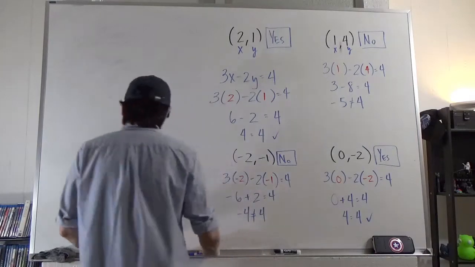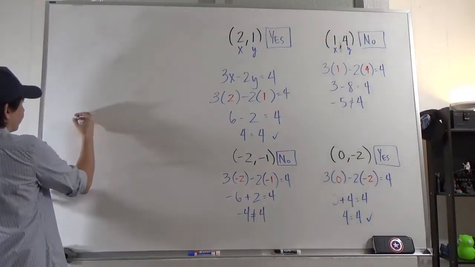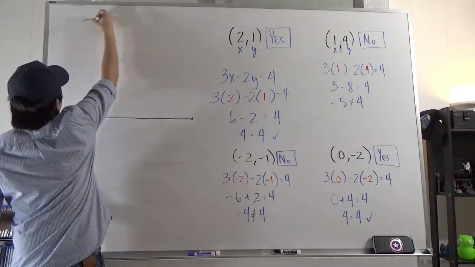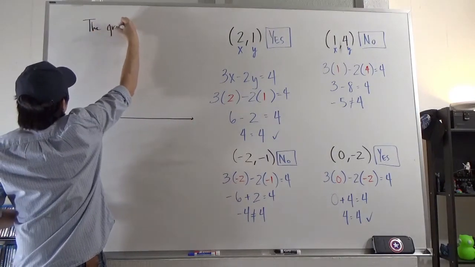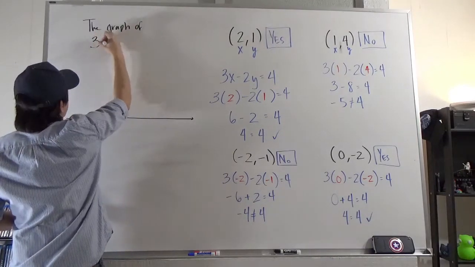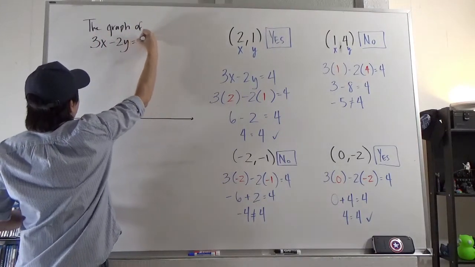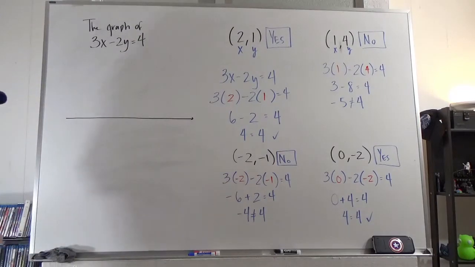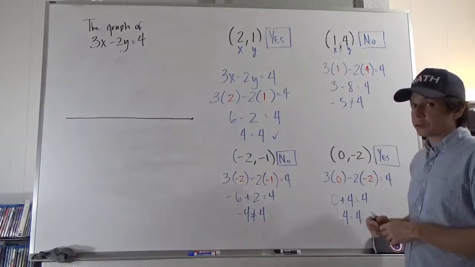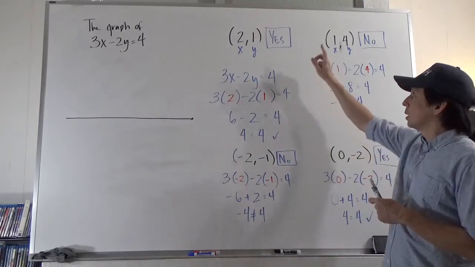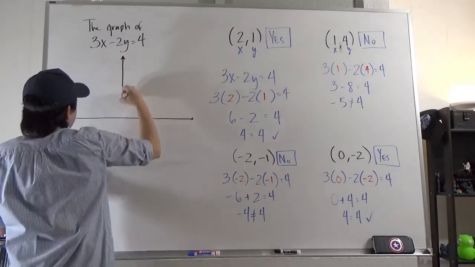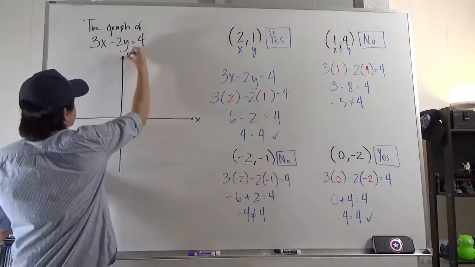Okay, now let's talk about the graph of a line. Here we're going to do the graph of the equation 3x minus 2y is equal to 4. The graph of that equation is a set of all points that satisfy it. And there's many, there's infinitely many, but I know two of them. I know that one satisfies it. So let me do my axes first.